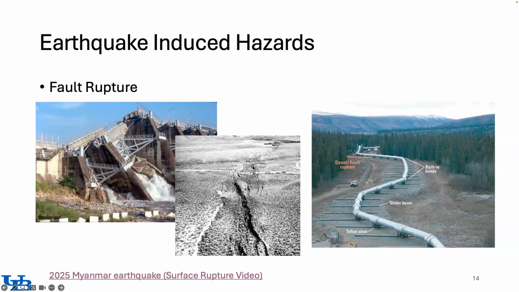This is a historic photo from the Borah Peak earthquake, and this is again a case where the fault ruptured to the surface, and you can see all of the cracks that it produced and the road that it damaged as one side slid relative to the other.